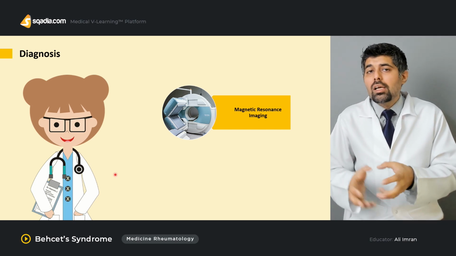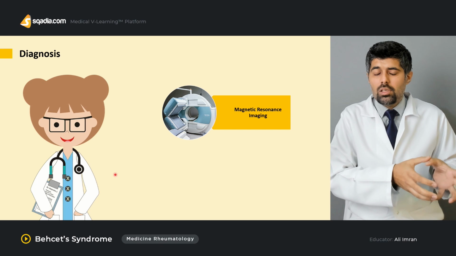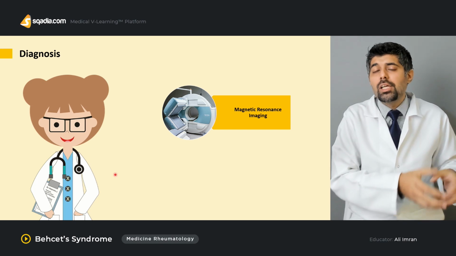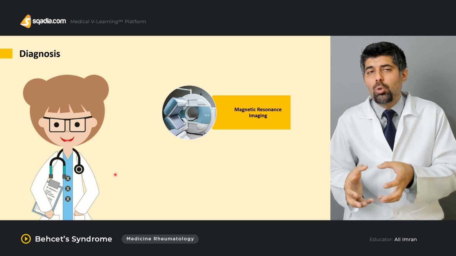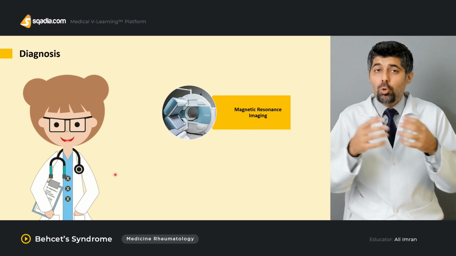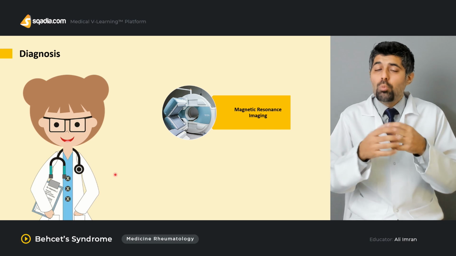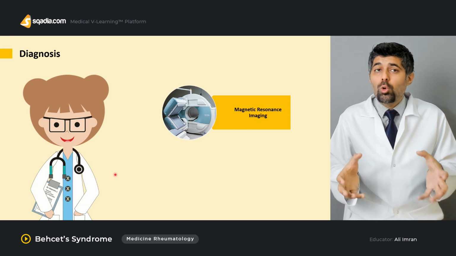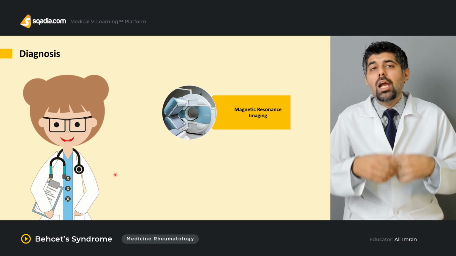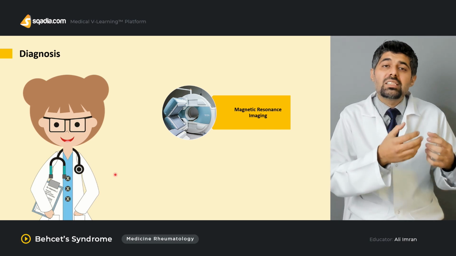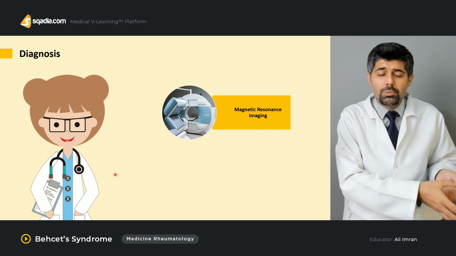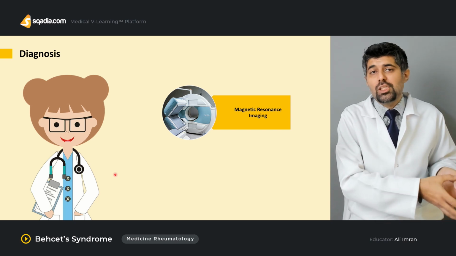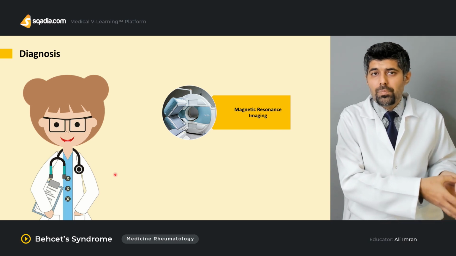And MRI is the kind of study which reads the protons which are found in the water molecules. So the more the inflammation, the more the edema, the more water is present at the site, and the more sensitive the MRI is in finding these symptomatologies and manifestations in the patient.